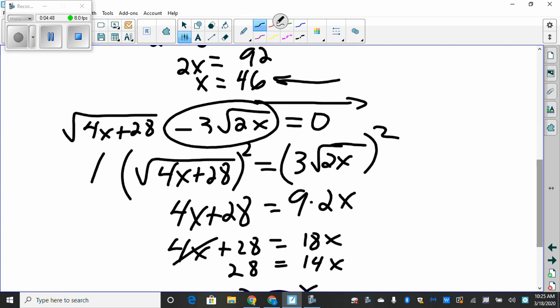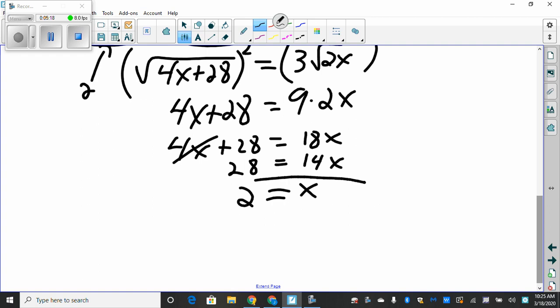So if I put 2 in here and here, I should get 0. On this side, if I put 2 in, 4 times 2 is 8. 8 plus 28 is 36, and the square root of 36 would be 6. If I put 2 in here, I get 2 times 2, which is 4. The square root of 4 is 2. 3 times 2 is 6. And 6 minus 6 is, in fact, 0. So that means that is the correct answer.